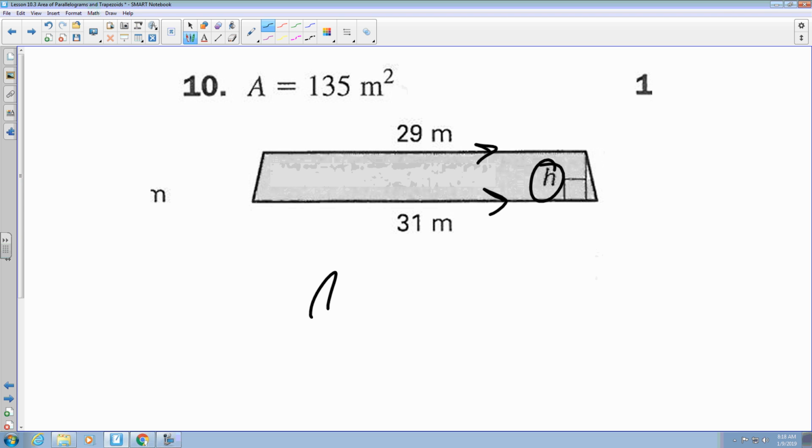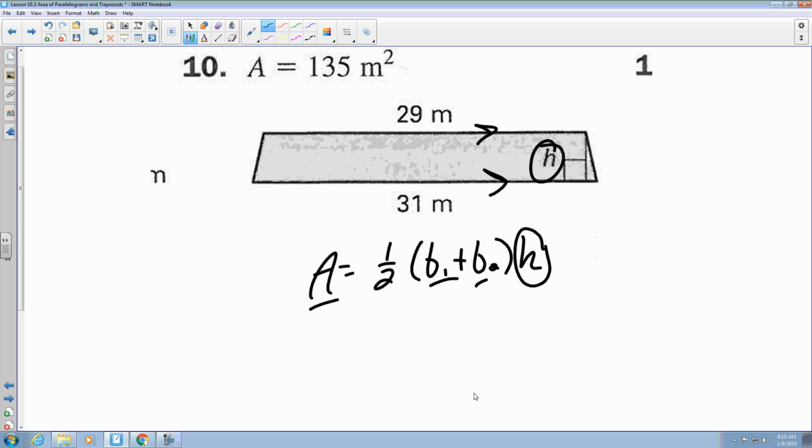So again, going about using the area of a trapezoid, 1/2 times base 1 plus base 2, times h. This is what we're trying to find because we have all of the other information given to us. They give us the area, they give us base 1, and they also give us base 2. So by substituting those values in, we are able to find what h is. So A is 135.